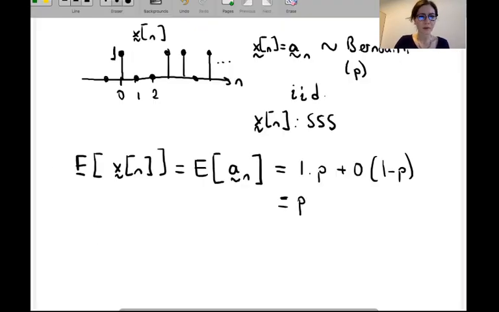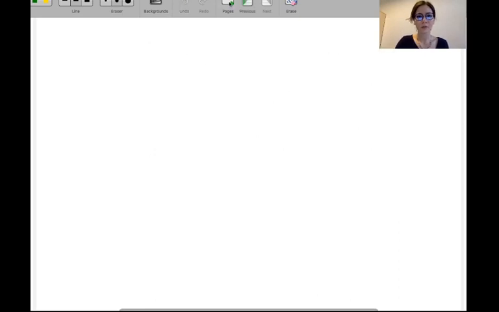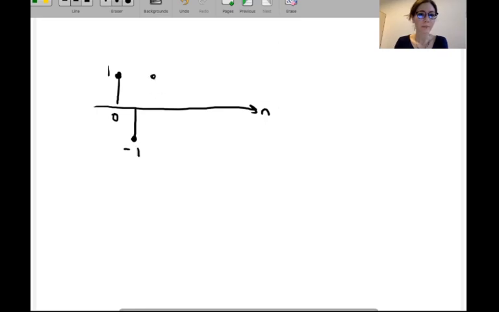So let's maybe draw another realization for the -1 Bernoulli process. The idea is the same. We have a discrete time process. Each sample is equal to +1 or -1, independently of the other samples. So a realization will look something like this.